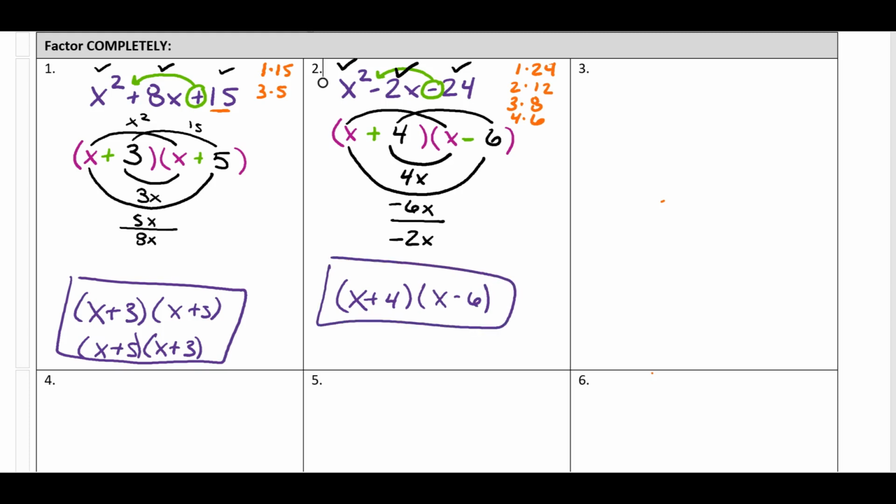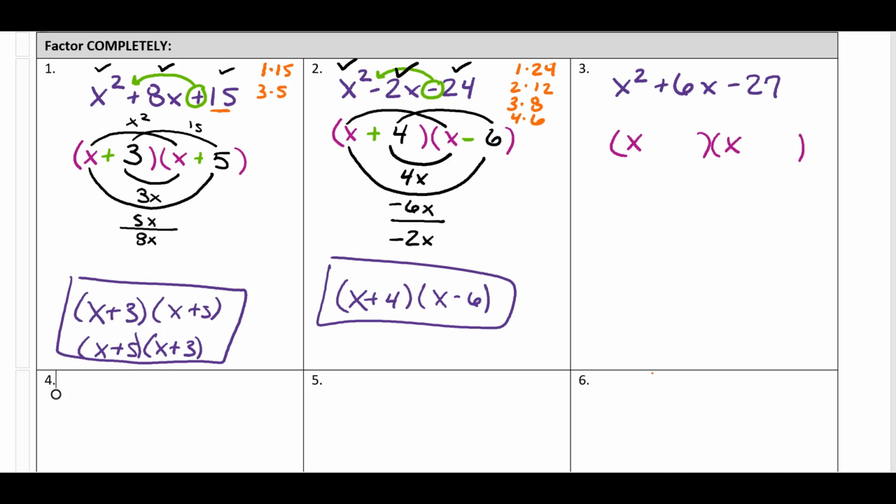All right, let's look at number 3. So number 3 is going to be x squared plus 6x minus 27. So the first thing we're going to do is set up our factors. So we need our parentheses. We're going to have two binomials. Remember, x squared is x and x.